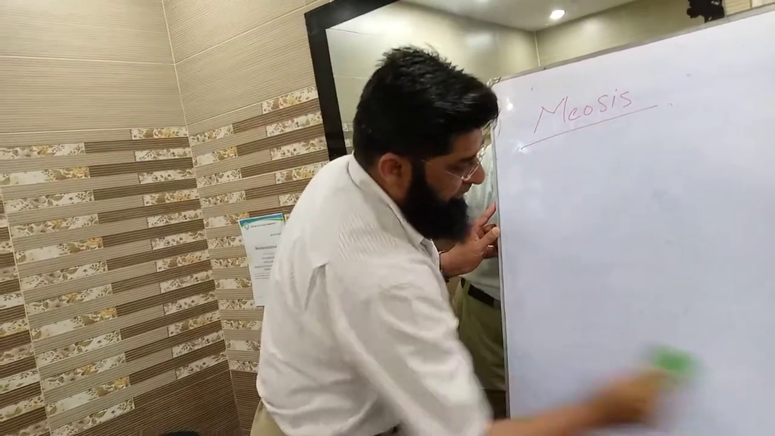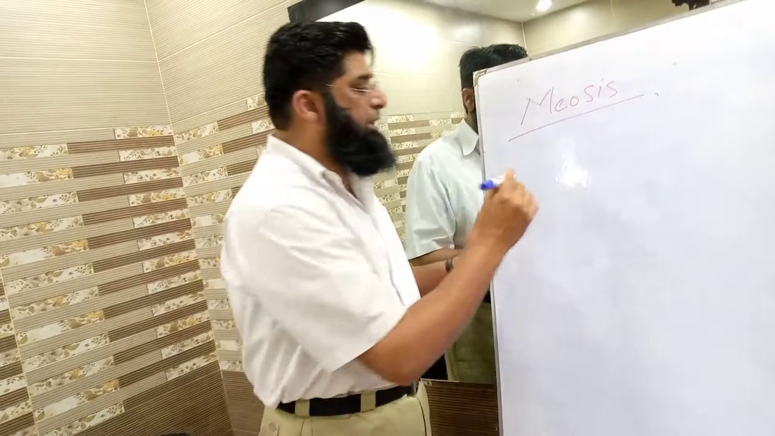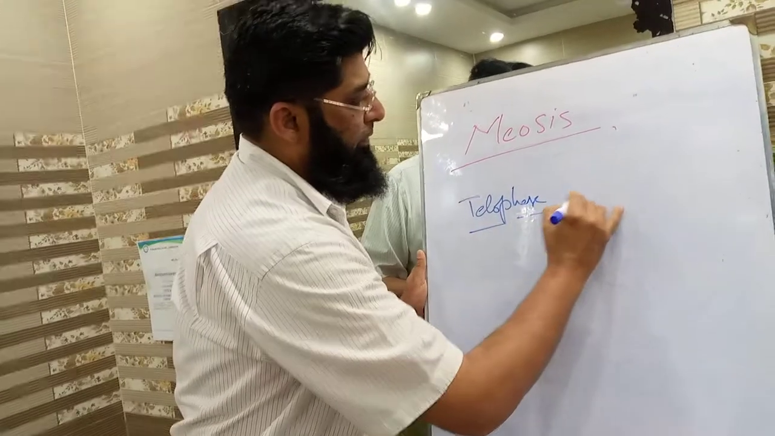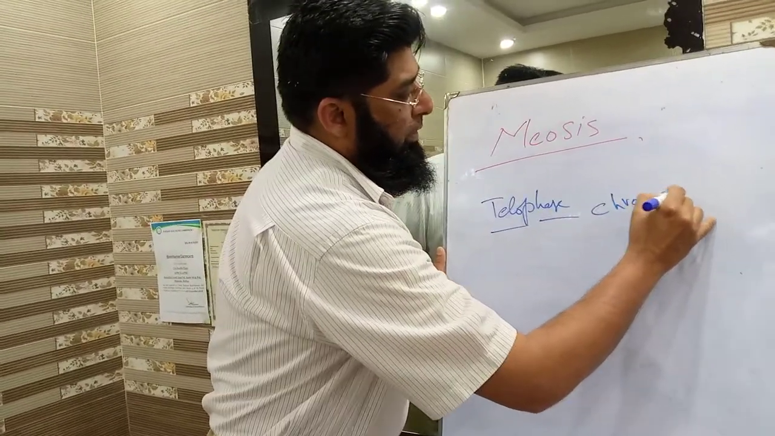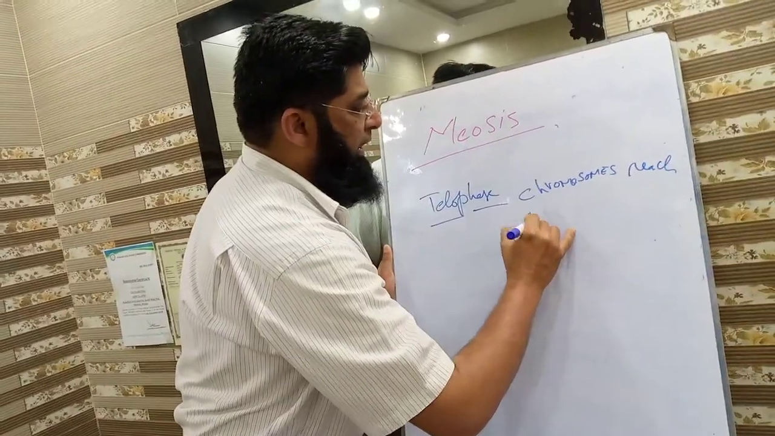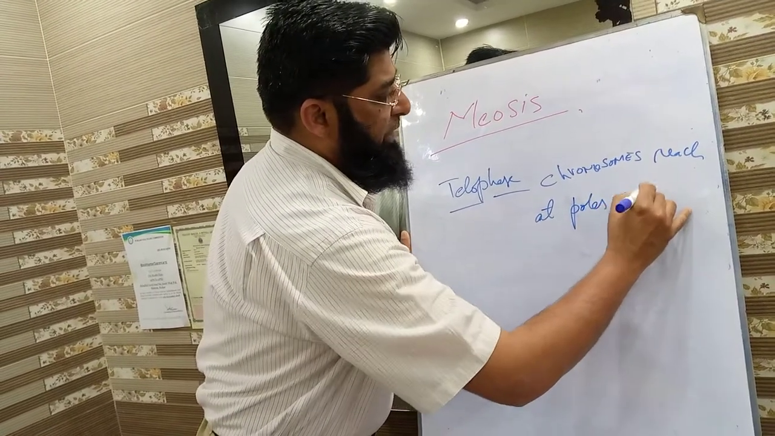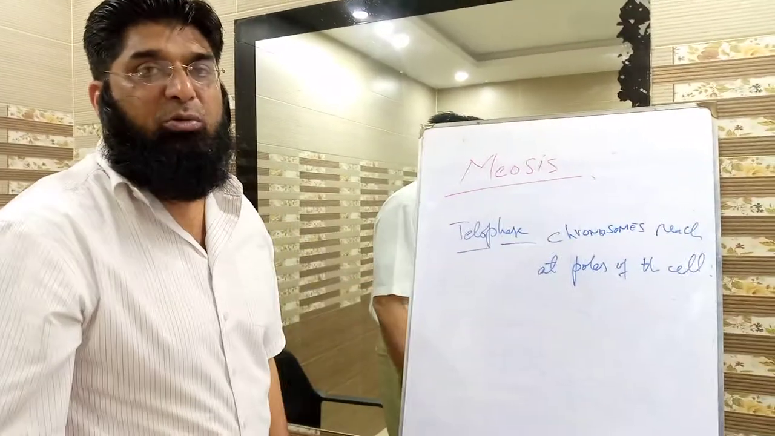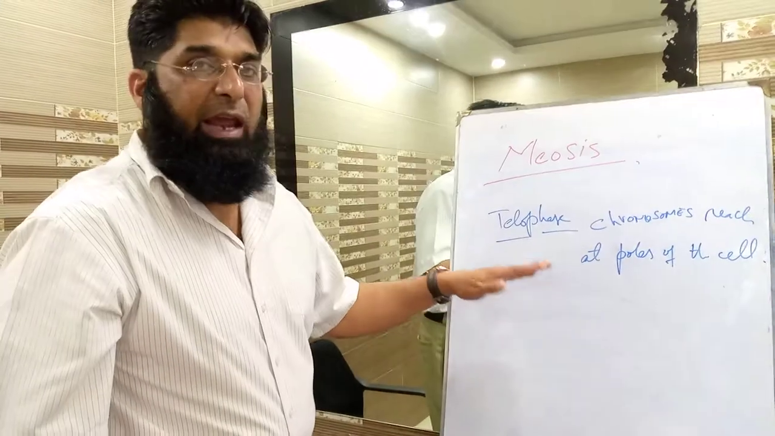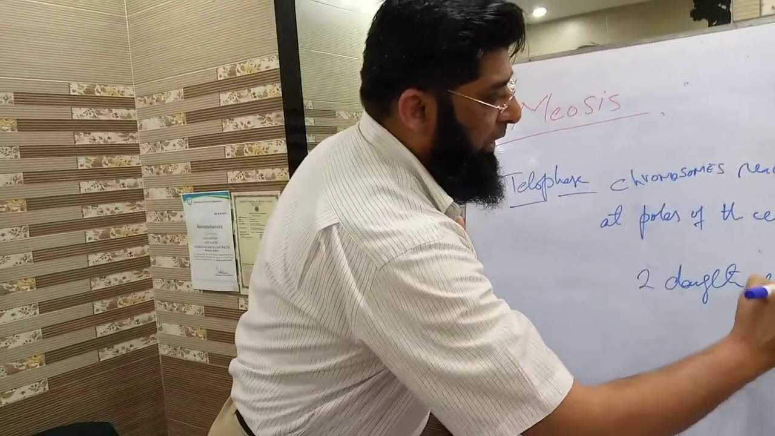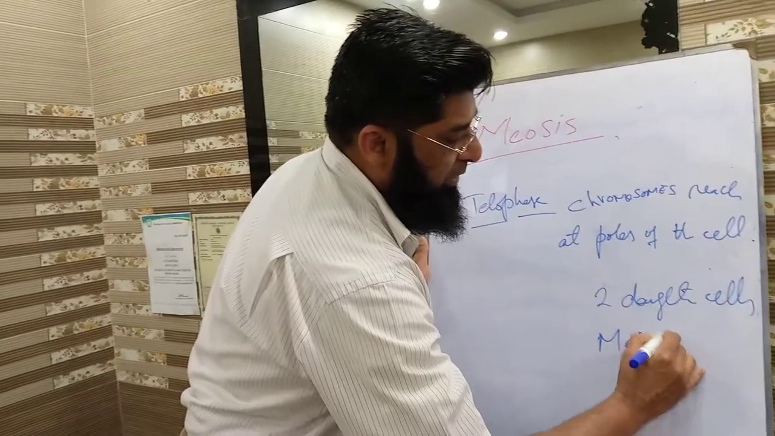The chromosomes reach the terminal ends of the cell. Chromosomes reach the poles of the cell. Cytoplasm gathers around them, and finally cytokinesis starts, which leads to the formation of two daughter cells at the end of meiosis 1.